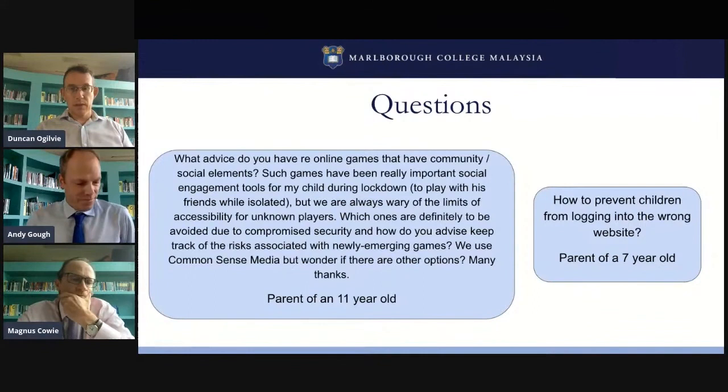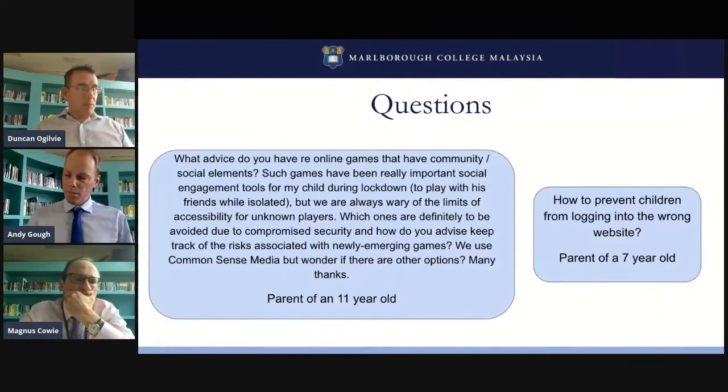Thanks, Mr. Gough. Excellent answer. I'm just going to take the last question, really, and it kind of hops on the back of what Mr. Gough's just said, and it's how to prevent children from logging into the wrong websites, and it's a parent of a 7-year-old.